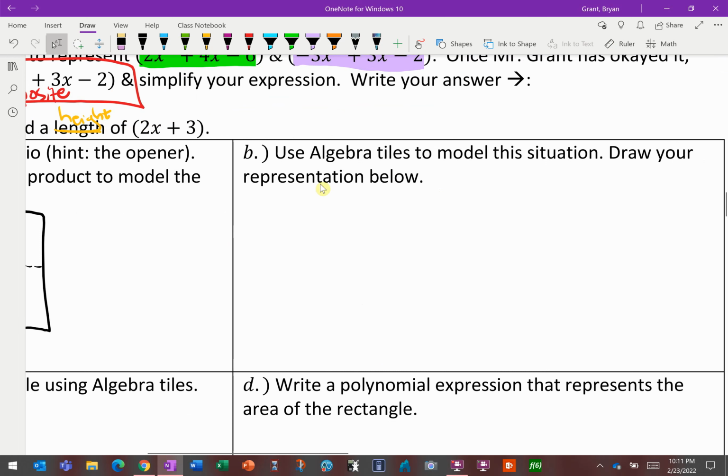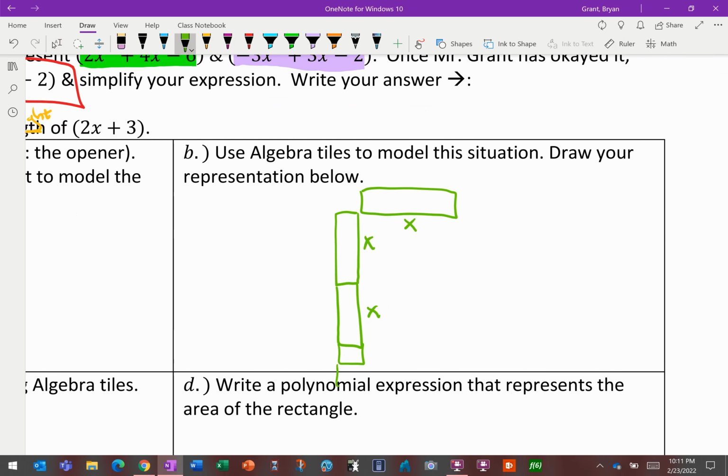Now, when part B says use algebra tiles, draw your representation below, you should actually do that, right? On your paper, you should draw something here. You label the inside with x, and then you have an x and an x, and then you should use your space better than I did, and a 1, and a 1, and a 1, right? This shows x and then 2x plus 3.